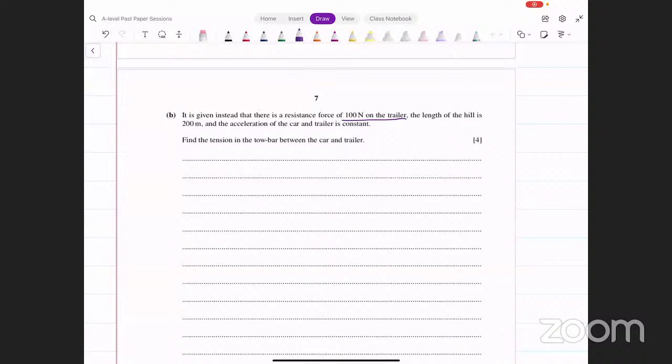And the acceleration of the car and the trailer is constant. Now the acceleration is constant. इसने आपको बता दिया कि acceleration constant. So if you want, you can use the constant acceleration formula now. Find the tension in the tow bar between the car and trailer. तो tension find करने के लिए तो आपको forces use करनी ही पड़ेंगी. Let's think about this now.